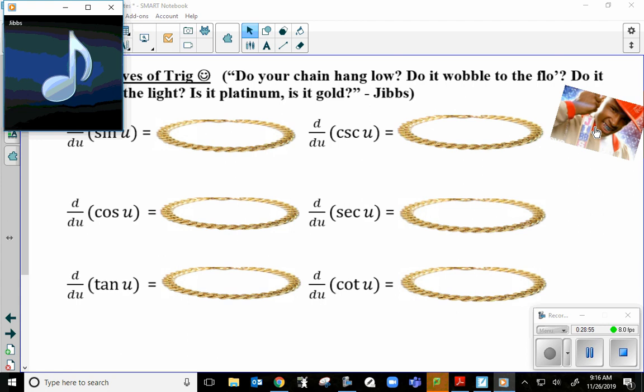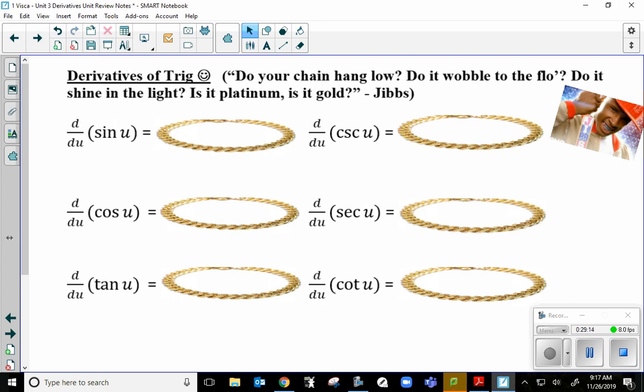Okay? You ready? Do your chain hang low? Do it wobble to the floor? Does it shine in the light? Is it platinum? Is it gold? Oh, I love that song. It's just so good. It's going to be such terrible instruction if you can't hear that song, because now I'm all pumped up for it.